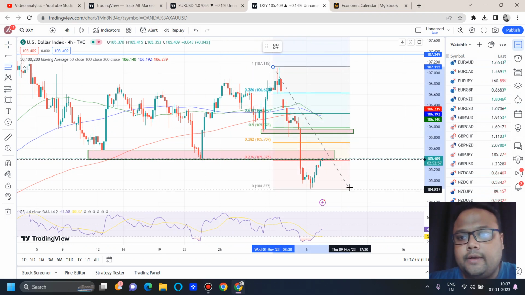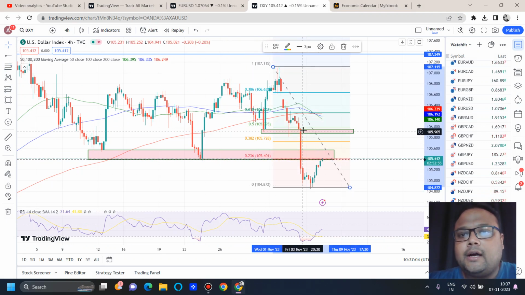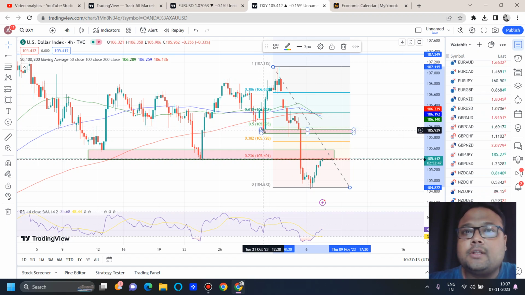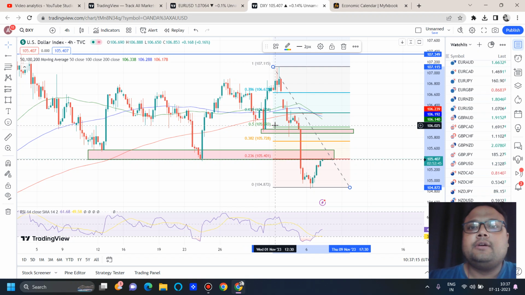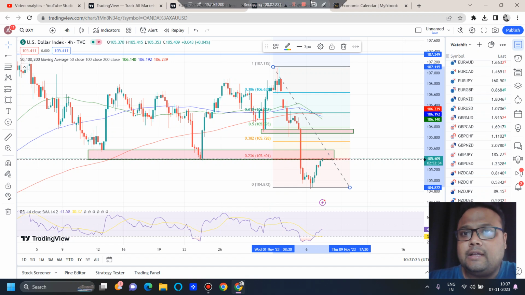Let me show you why. You can see here around 106, we have the FIBO 50% retracement level. Along with that, the previous support will also be acting as resistance. So the first resistance is around 105.50 to 60, the previous support level, and the second resistance is around 106, which is the FIBO 50% retracement level.